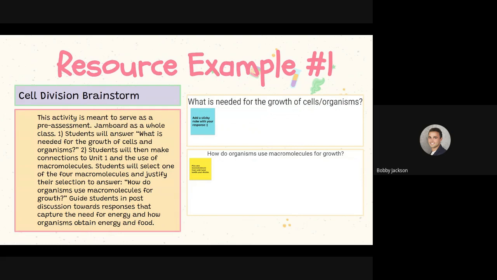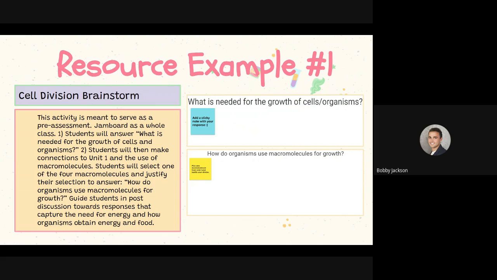So what resources are available to you to help you support in teaching students the standard? Well, let's go over them. In our curriculum, the first resource is the Cell Division Brainstorm. This activity is meant to serve as a pre-assessment. You will use Jamboard as a whole class.